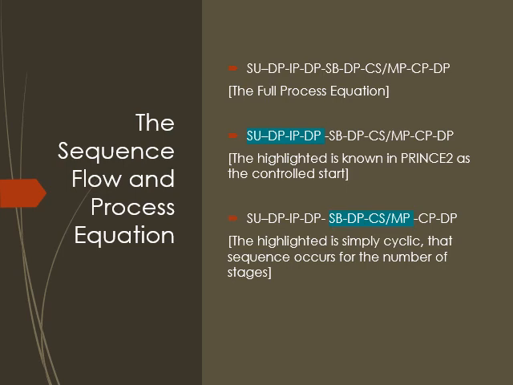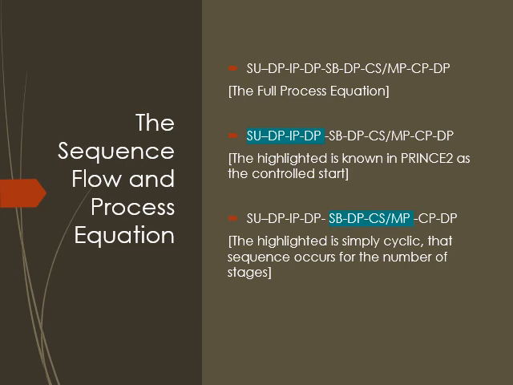All right, and then you see the next four highlighted. We have SB, DP, CS, and MP. Now, there's a cycle here. So SB, DP, CS, and MP, then it goes back to SB, DP, CS, and MP. It's just to let you know that that particular highlighted portion of it is cyclic. It goes on and on, depending on the number of management stages that you have.